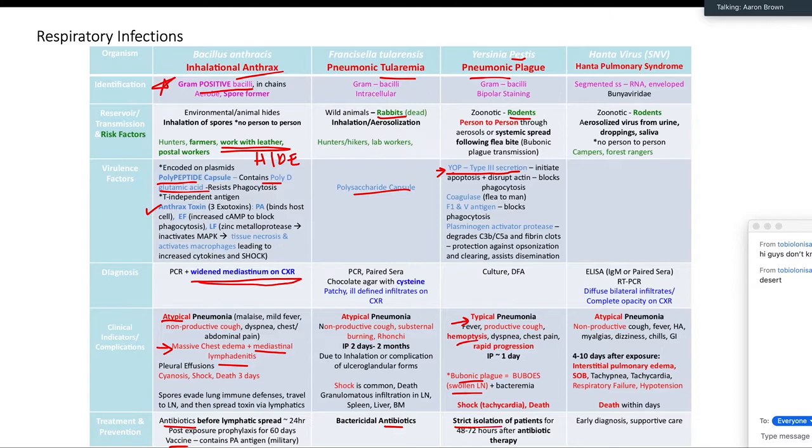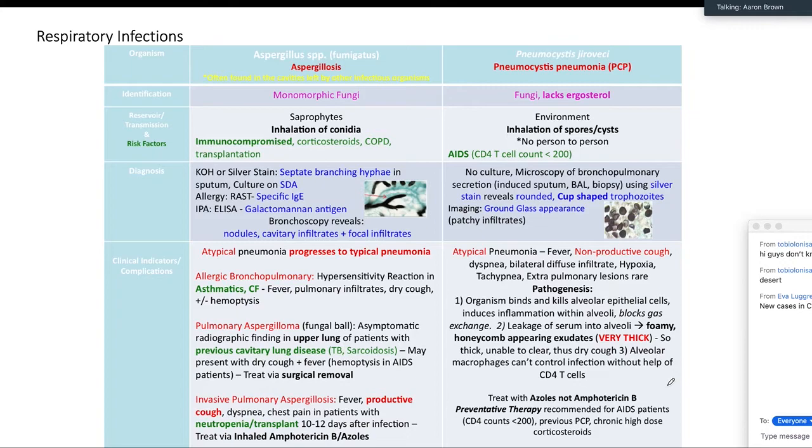And then hantavirus causes a very severe interstitial pulmonary edema, respiratory failure. Very serious virus, but very rare in terms of testing. Our opportunistic pneumonias: Pneumocystis jirovecii for our HIV patients, Aspergillus as well for immunocompromised COPD patients. Aspergillus is a pretty high-yield fungus, I would say. It's monomorphic. When we look on our KOH, I want you to notice this acute angle branching.